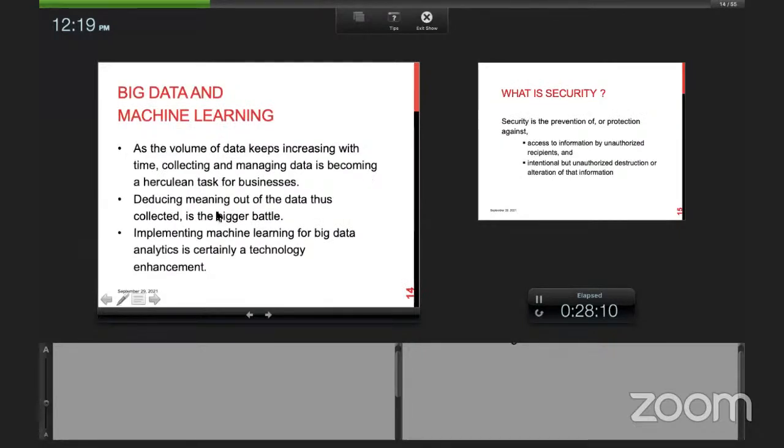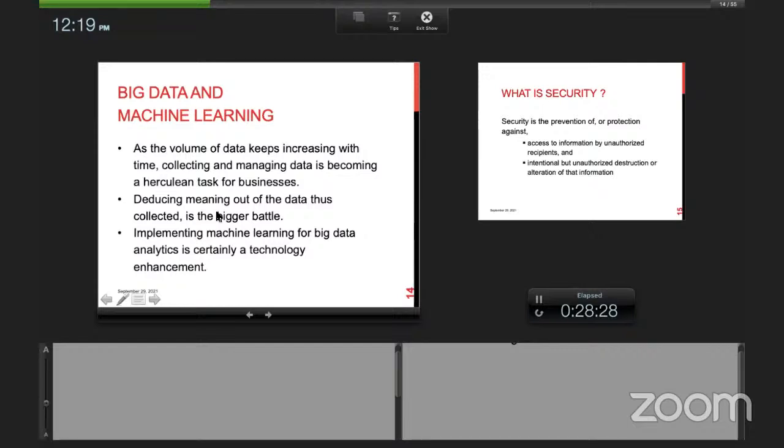So now comes, and which you already have many ideas about, how this big data and machine learning are related, why are they related. I am not going to deal with that.